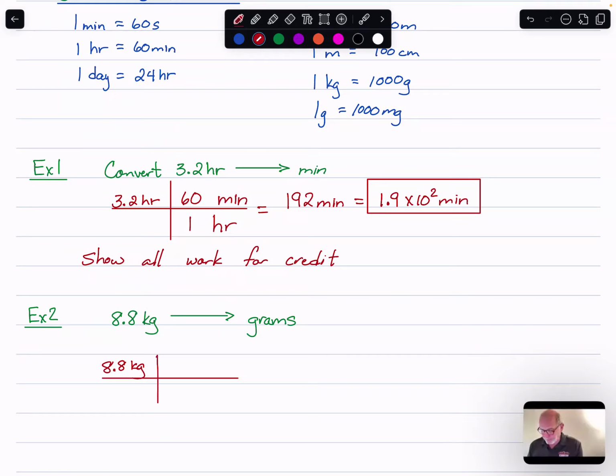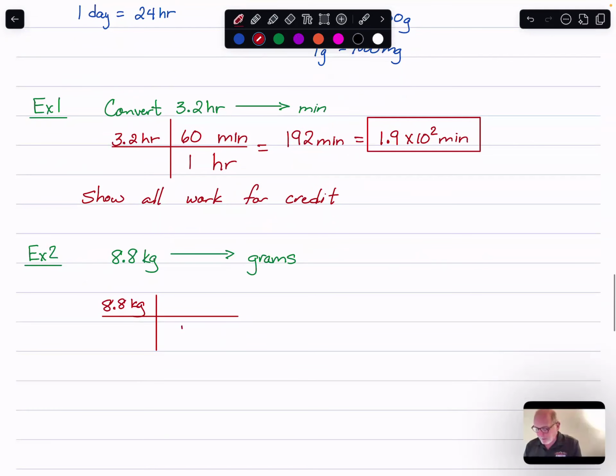I know, you know, we know. You can multiply it by 1,000, but that's not going to get you full credit. Okay. 1 kilogram, 1,000 grams. Every number has a unit. Now, what's strange is I'm going to get 8,800 grams.